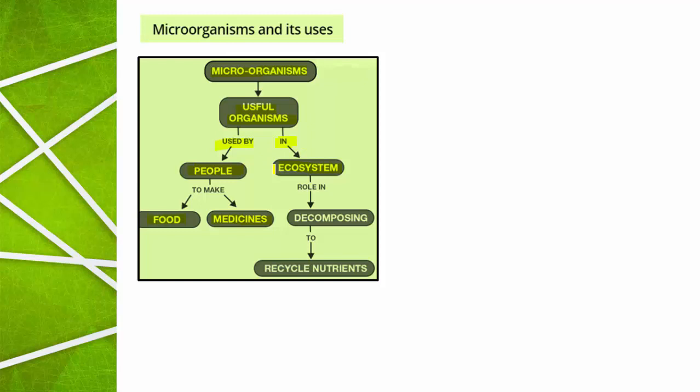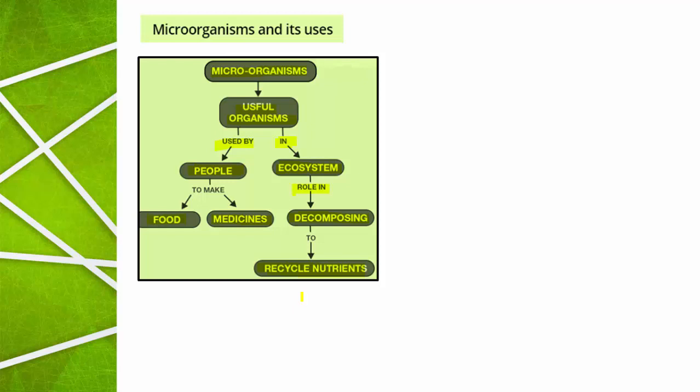Apart from that, microbes play a very important role in the ecosystem, especially they function as decomposers and they help in recycling of nutrients. Decomposition, the breakdown of dead organic material with the help of microbes, is called decomposition. When decomposition is carried out by microbes, there will be recycling of nutrients. Carbon is recycled, nitrogen is recycled, hydrogen is recycled between biotic and abiotic components of the ecosystem, and this is carried out with the help of microbes.